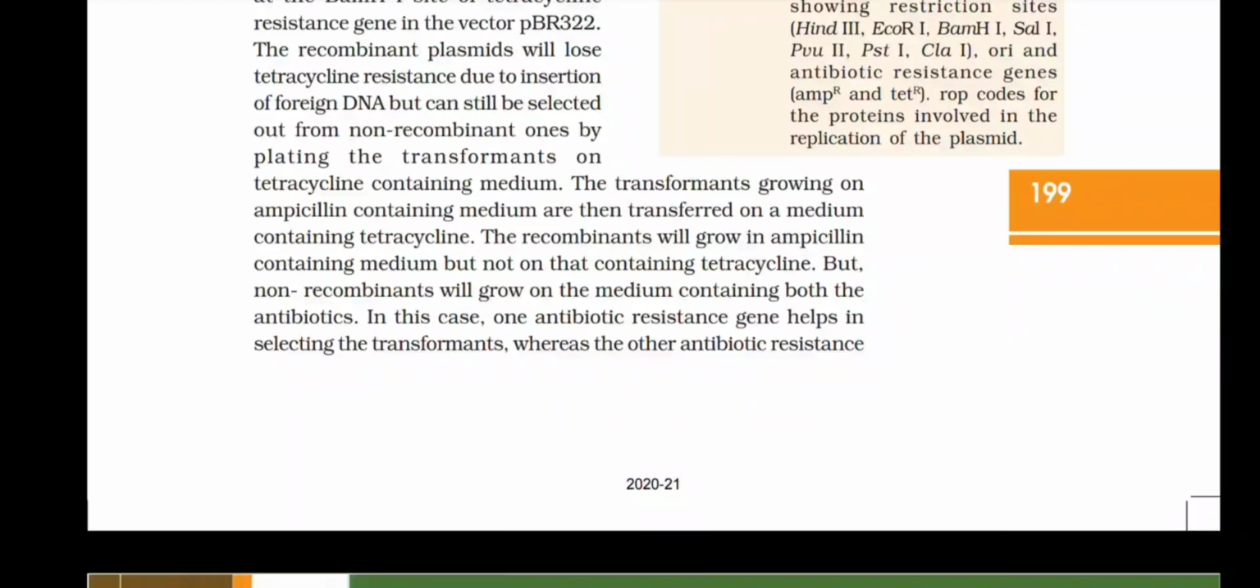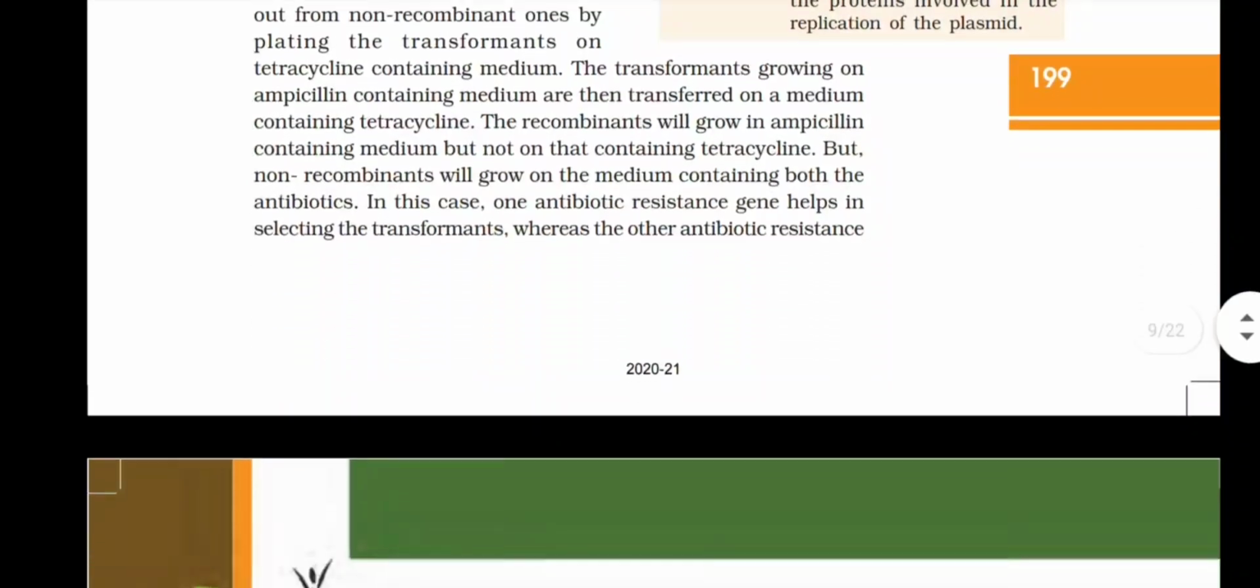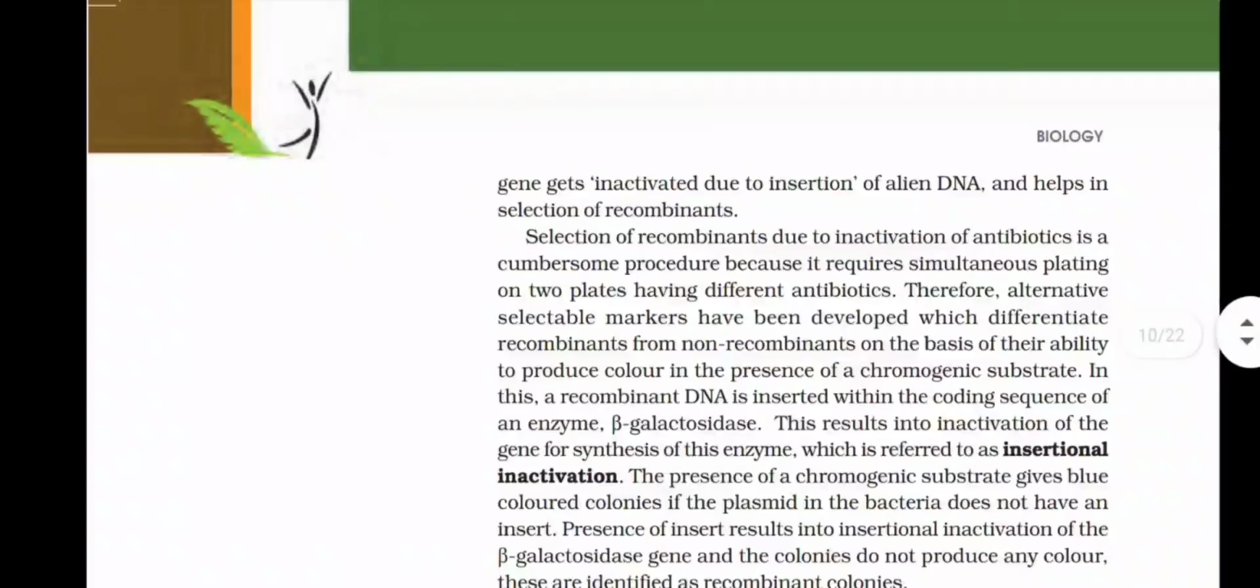The transformants growing on ampicillin-containing medium are then transferred onto a medium containing tetracycline. The recombinants will grow in ampicillin-containing medium but not on that containing tetracycline, but the non-recombinants will grow on the medium containing both the antibiotics. In that case, one antibiotic resistance gene helps in selecting the transformants, whereas the other antibiotic resistance gene helps in selecting the recombinants.